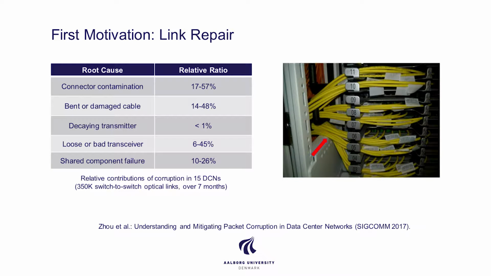Okay. To start with a practical example, let's say you have a data center network, and you will not only have congestion, but if it's an optical link, you can also have corruption on your link, meaning that if the signal arrives, you cannot decode it, and you will drop the packet. At least in one recent study, it was shown that the level of data corruption is roughly similar to the level of congestion in the network.